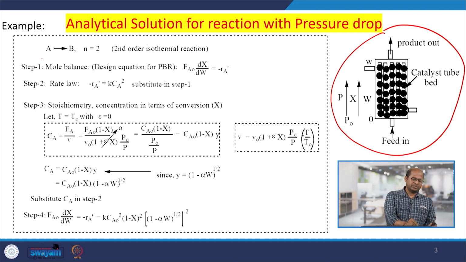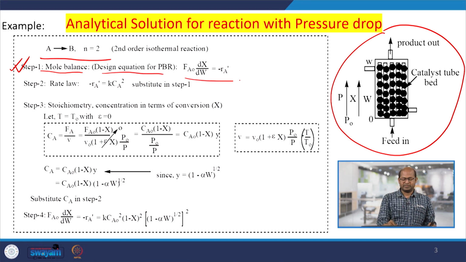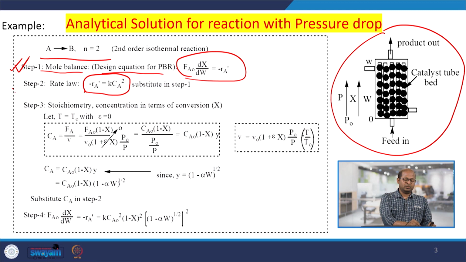At the beginning, this is our reaction, a second order reaction. In step 1, this is the mole balance or design equation for the packed bed reactor: F A naught dX by dW equals minus r A prime, the rate of reaction for component A. Step 2 is the rate law; we know it is a second order reaction, and this is our rate law. That rate we will substitute in the design equation.